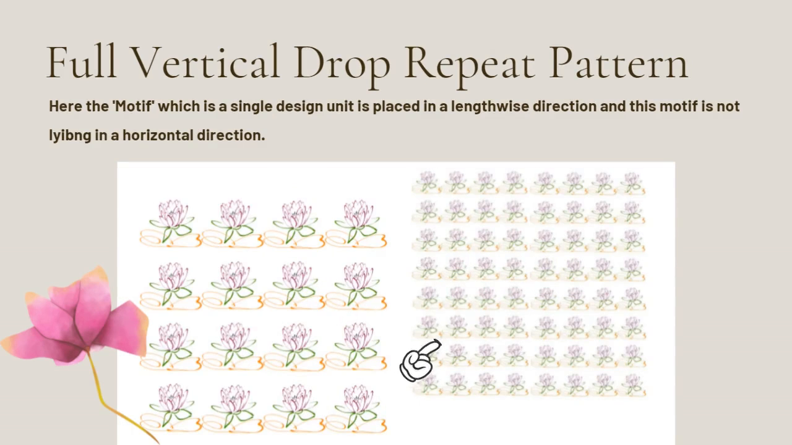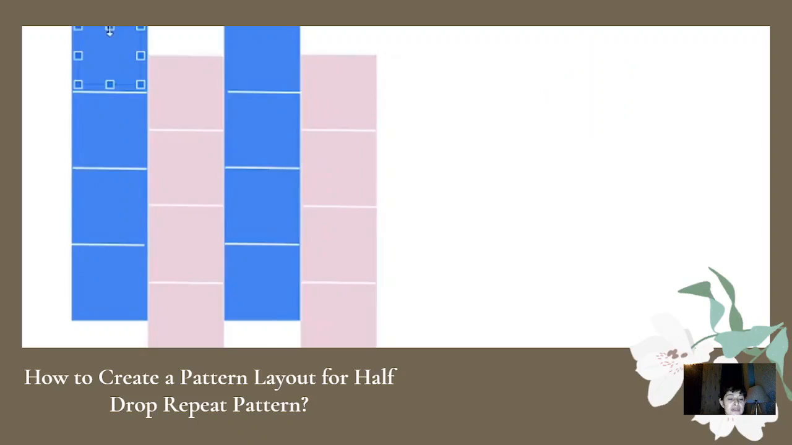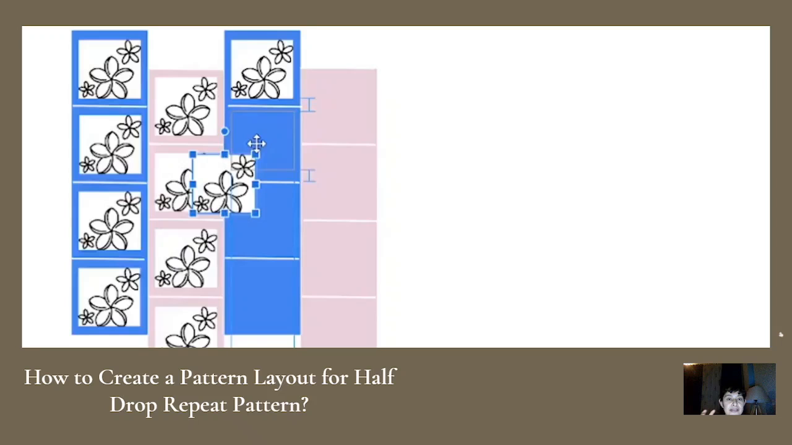In this example, I'm showing you a grid for a half drop repeat pattern. So as you can see here, this also has 4 rows and 4 columns. So you can see here that the second and the fourth column is exactly in the middle of the first and third column.